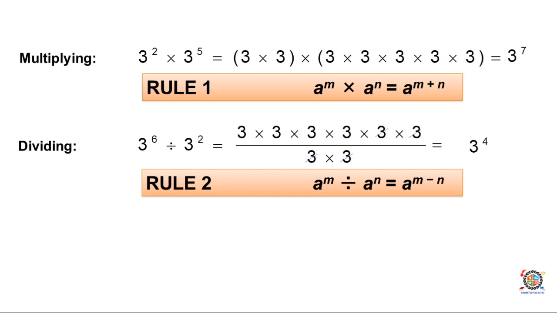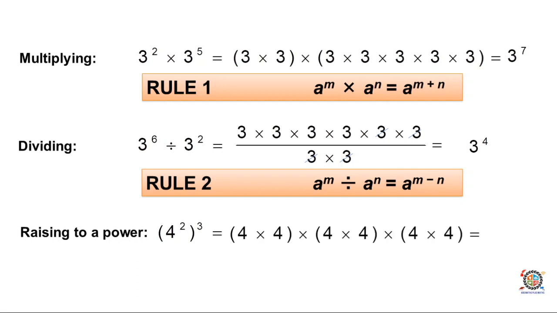Next, raising to a power. How about if I raise a certain number with an index to another index? For example, I have here 4 to the power of 2, all to the power of 3. I can write 4 times 4, then multiply it again with 4 times 4, then again with 4 times 4. You will notice that if I count how many 4s I am multiplying to itself, I have 6, which gives you 4 to the power of 6.